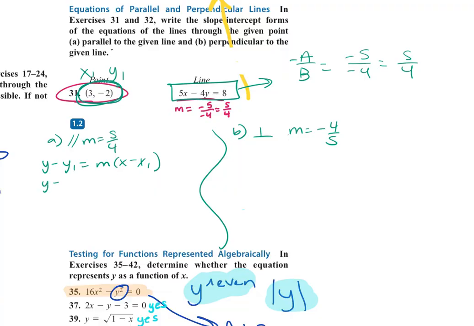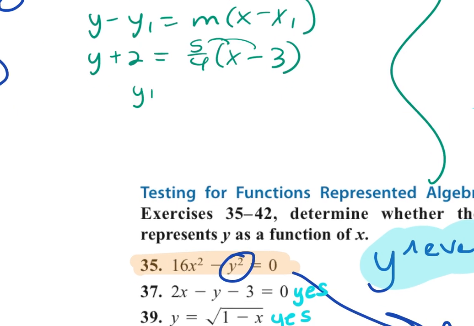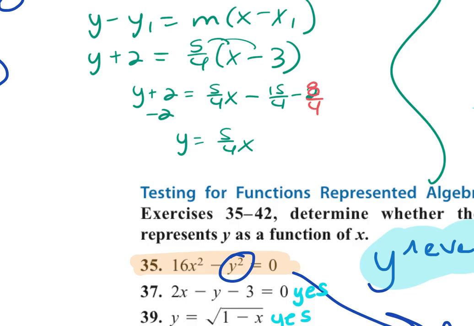My y stays y. My y1 is negative 2. So minus a negative 2 becomes plus 2. Equals the m is 5/4, and then x minus 3. And then I want to distribute the 5/4. So y plus 2 equals 5/4 x minus 15/4. And then I want to subtract the 2. Y equals 5/4 x. That 2 becomes 8/4.